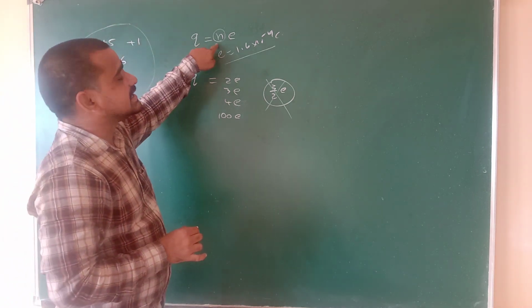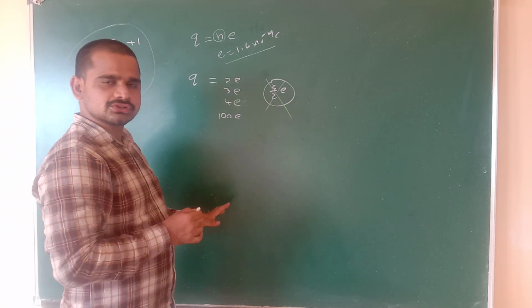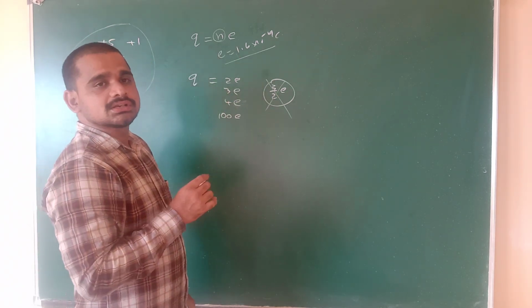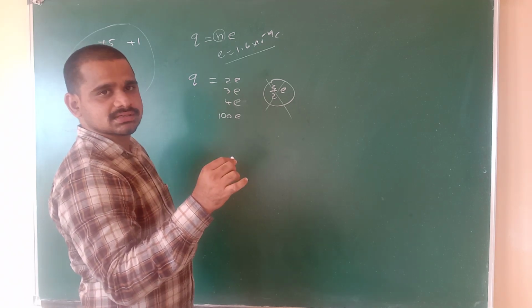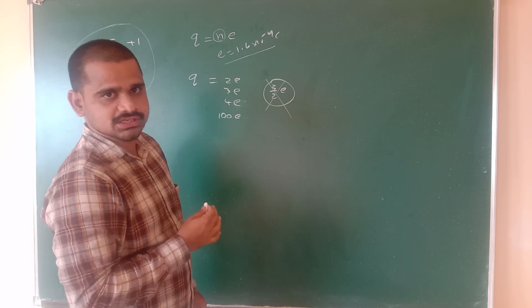Understood? n is an integer: 1, 2, 3, 4, 5, and so on. But fractions cannot exist. A very important point: charge cannot exist in fractions of electron charge. Understood?